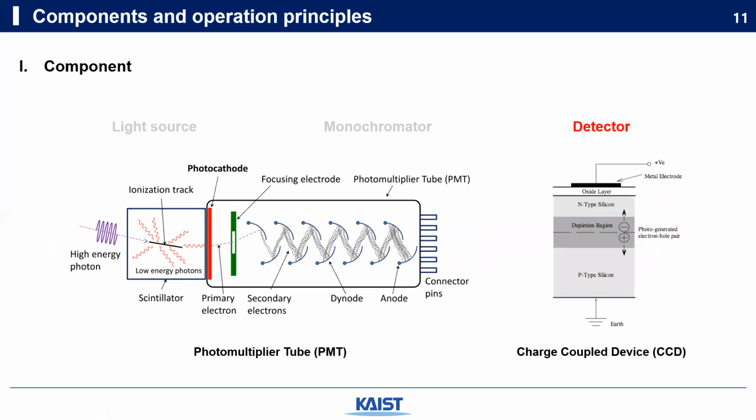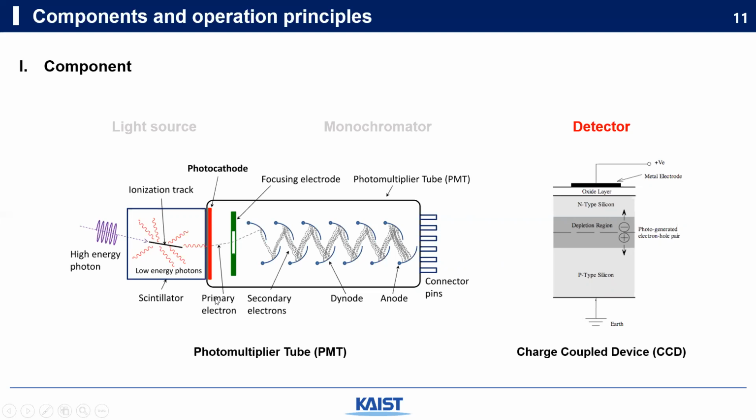The last element is the detector. The basic principle is that when light is irradiated into a glass tube with a photocathode and anode installed, electrons are ejected and an electrical signal is generated and detected. When the light is irradiated to the photocathode, which has a small work function and easily emits electrons, electrons pop out, and this is called a primary electron.